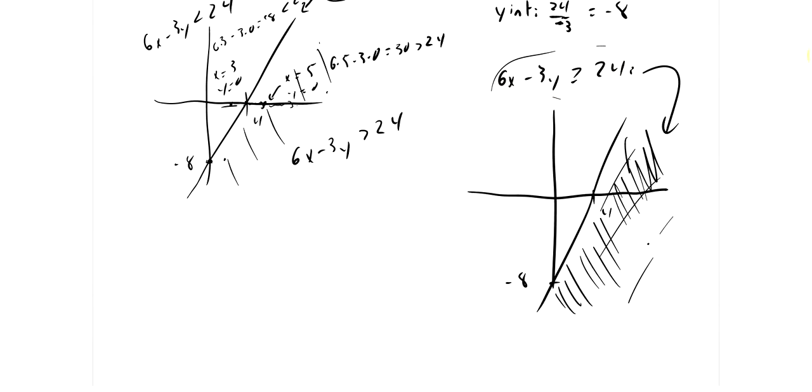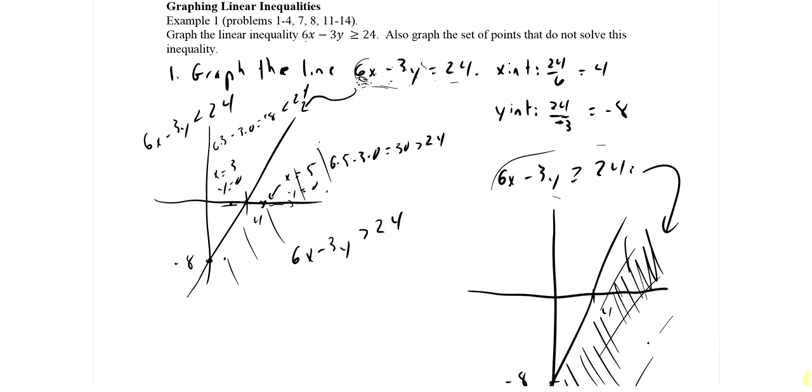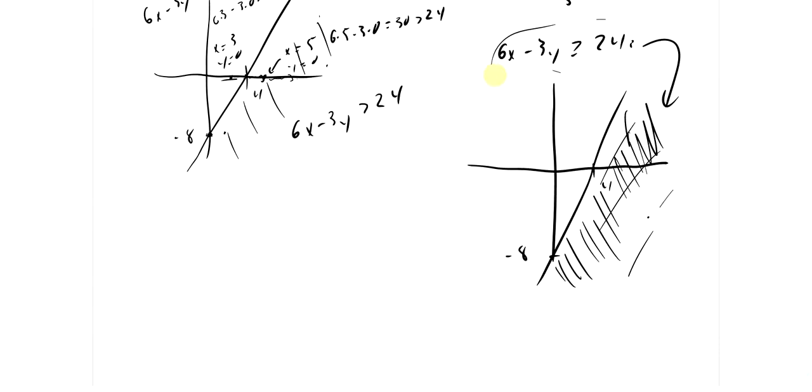Now the second part of this problem was, what's the set of points that do not solve this inequality? So let's take this and come down here. This is the solution of it. The complement or the negation of this inequality is we're looking for points that satisfy 6x minus 3y is less than 24. Right? And what's that going to be?